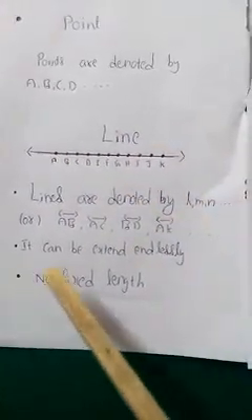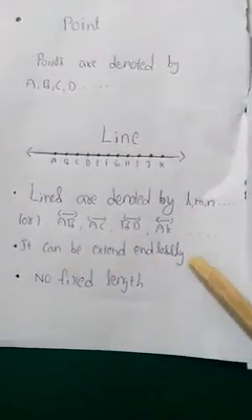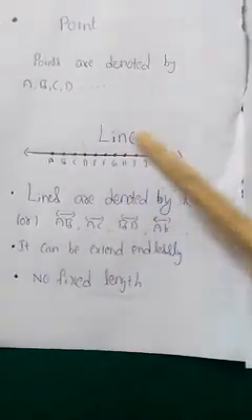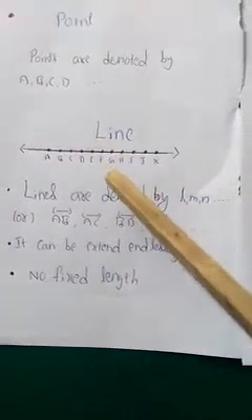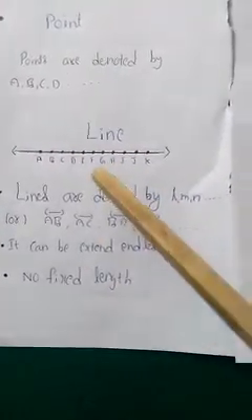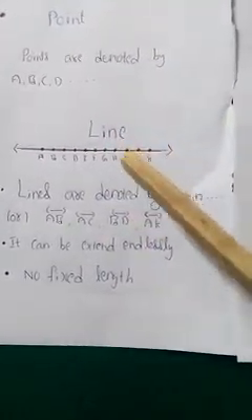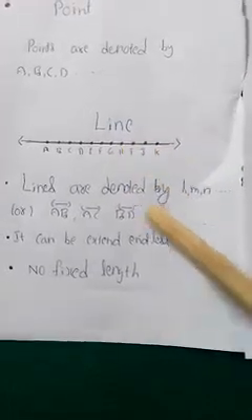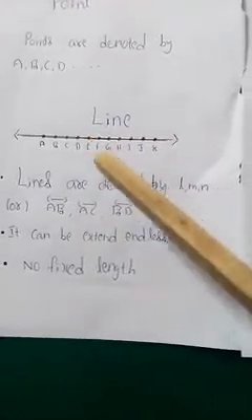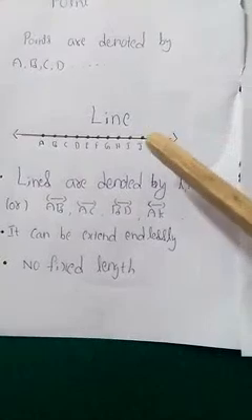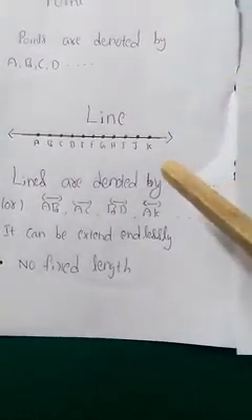Moreover, it can be extended endlessly on both sides. That's why it has no fixed length. You cannot say a line is 2 centimeters only, 3 centimeters only, 4 centimeters only. No, a line has no fixed length.